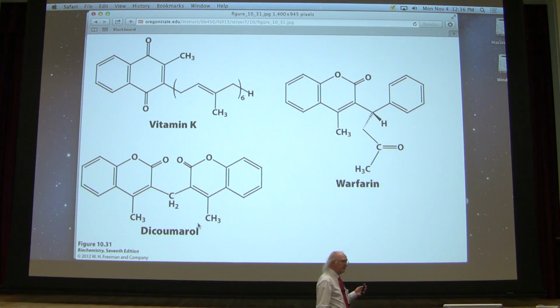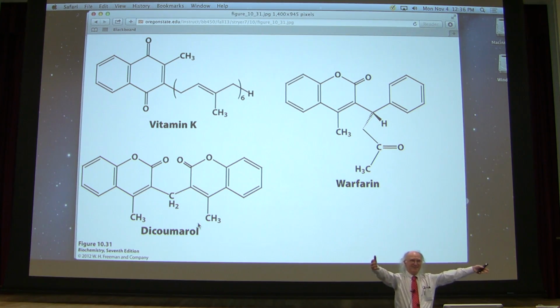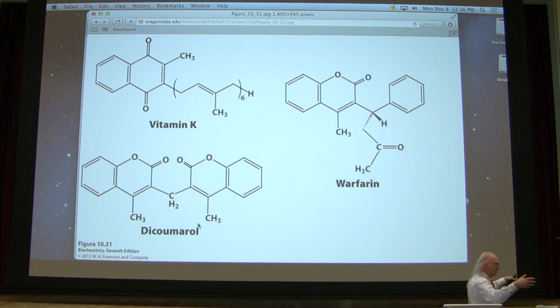Would you call them competitive inhibitors? The answer is yes, you would. Okay? Because they resemble the normal substrate. Maybe they're not perfect, but they do resemble the normal substrate. And they compete with the normal substrate, vitamin K, for binding by the enzyme. Okay? Warfarin has a more important name. It's known as rat poison.